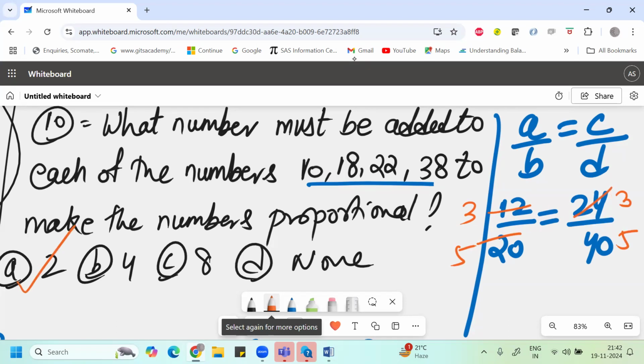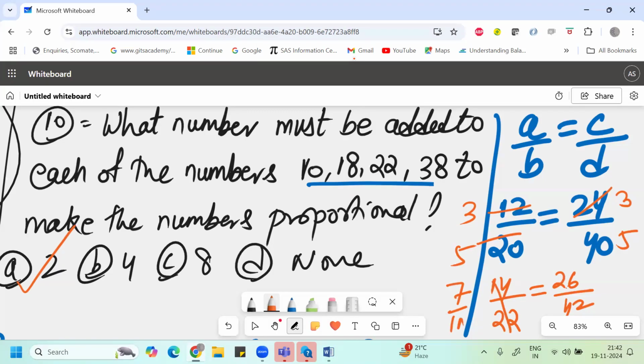If you go with option B, so 10 plus 4 is 14, and 18 plus 4 is 22. Then 22 plus 4 is 26, and 38 plus 4 is 42. So this is 7 by 11, and in the 7 table 26 won't come. This cannot be your answer. You are getting it? So try one by one all the options. You will get the answer very easily with option A.